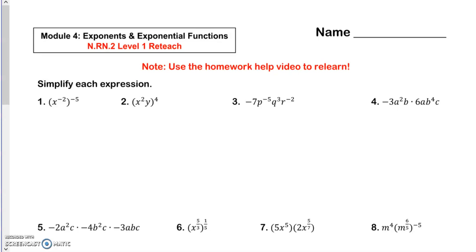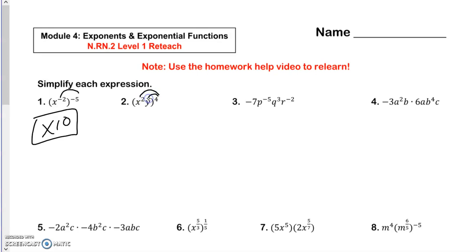Today we're doing Module 4 Exponents and Exponential Function N.RN.2 Level 1 Reteach. Simplify each expression. So when I see a negative on the outside, I'm just going to multiply. And when I know that I have two negatives, it becomes a positive. So it's going to be x to the 10th power.